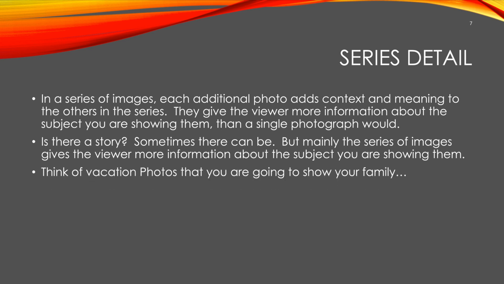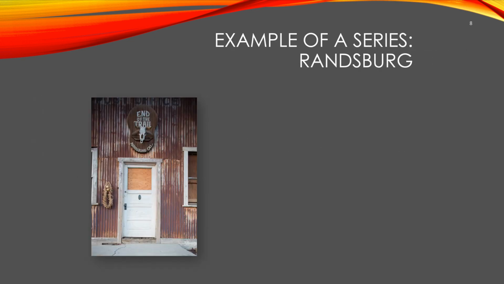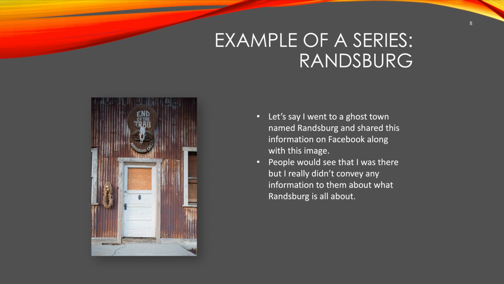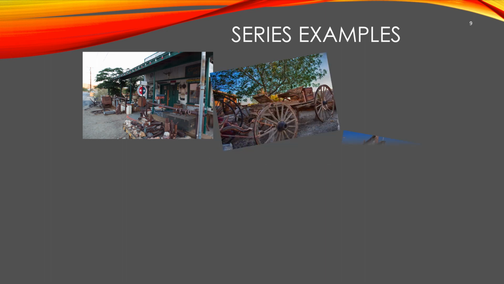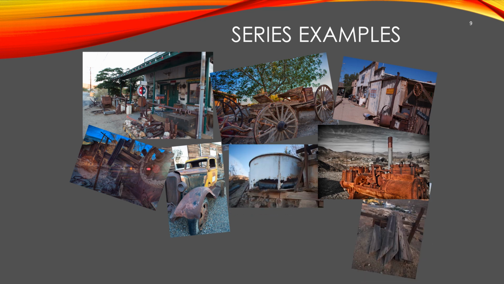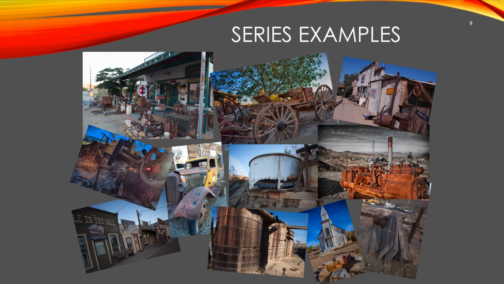Think of it as vacation photos that you are going to show your family. So an example here is Randsburg. This is a picture from Randsburg, and let's say I went to a ghost town named Randsburg and shared the information on Facebook along with this image. People would see that I was there, but I really don't convey any information to them about what Randsburg is all about. However, if I post these images along with the information that I went to Randsburg, so if these showed up in your feed, you would see various images, different types of images, and these are all showing different aspects of Randsburg and different parts of Randsburg that I walked around and photographed.